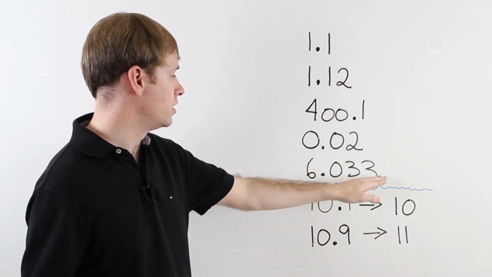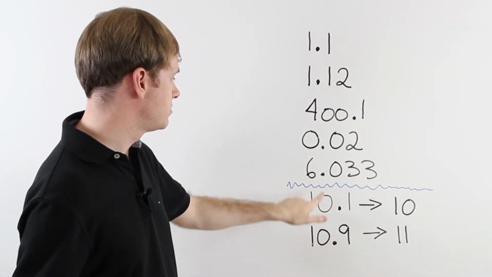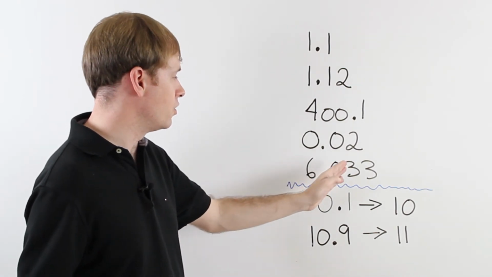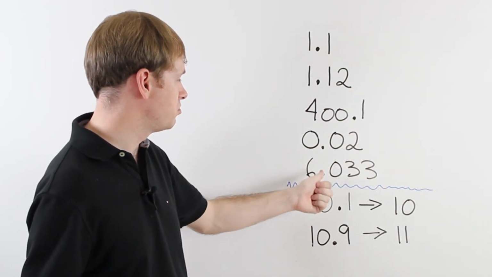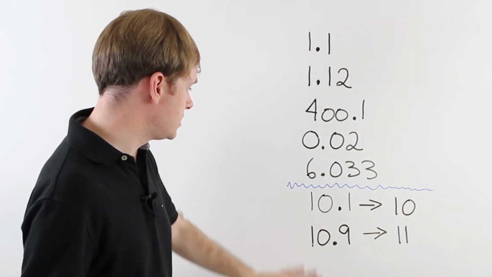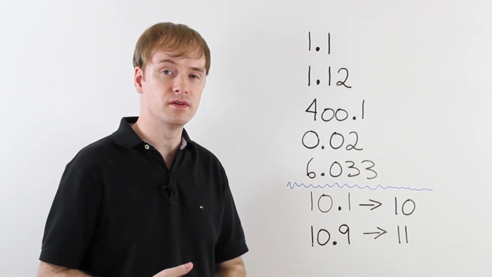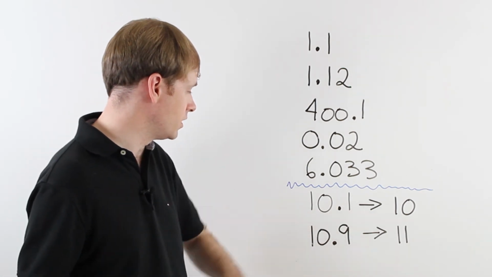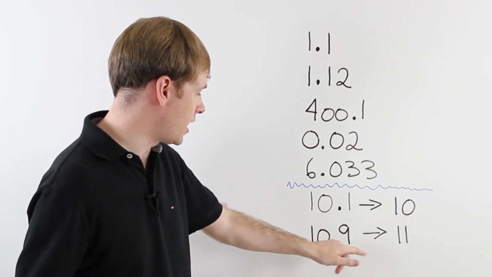The next number here. Okay, we have more numbers. So 6.033 or 6.033. Okay. Okay, let's move down to the last 2 numbers here. We have 10.1 and 10.9.